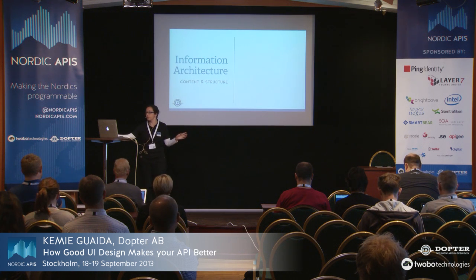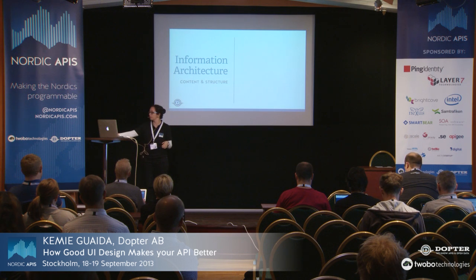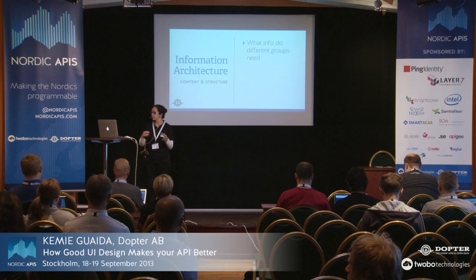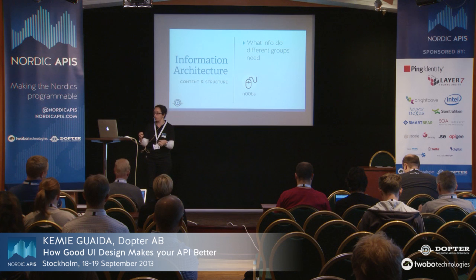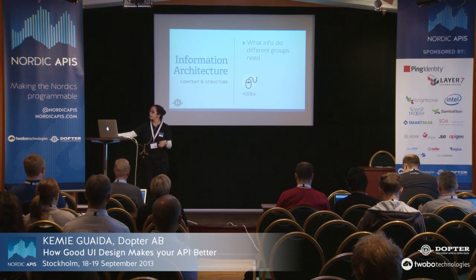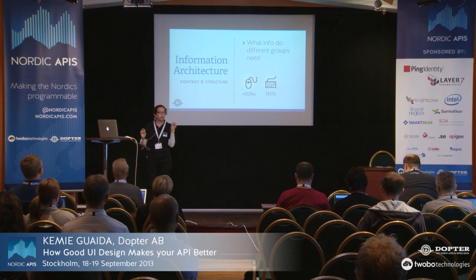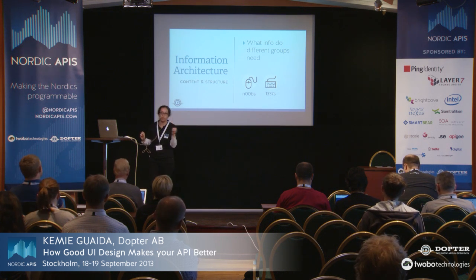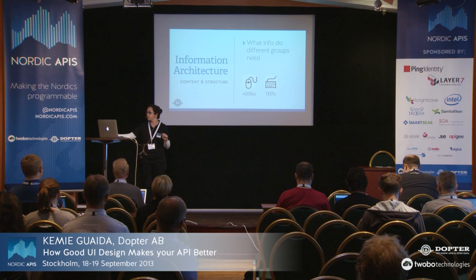The first one is information architecture, which is all about the content and the structure of your developer portal. You need to figure out what information your different groups of users need. For example, beginners might need an overview and getting started tutorials. More expert users are probably looking for detailed documentation on specific methods or parameters or very technical specifics.